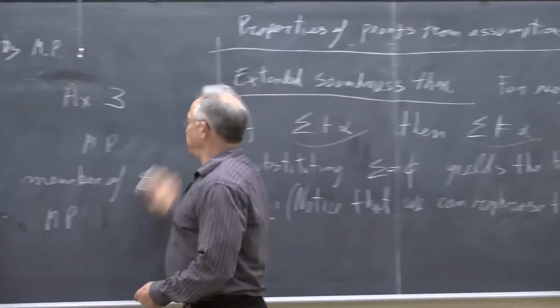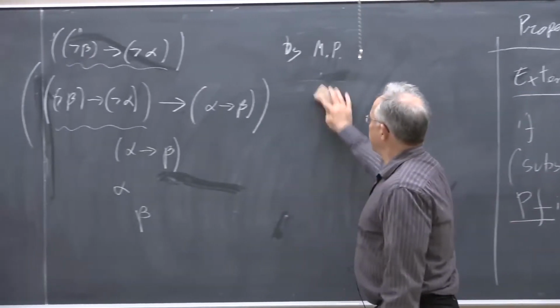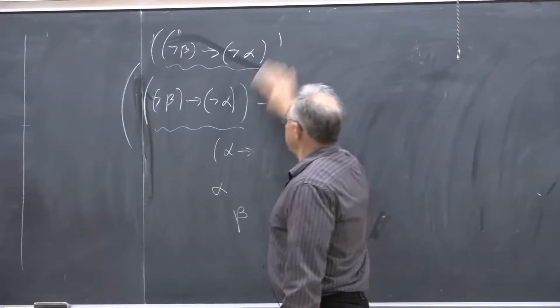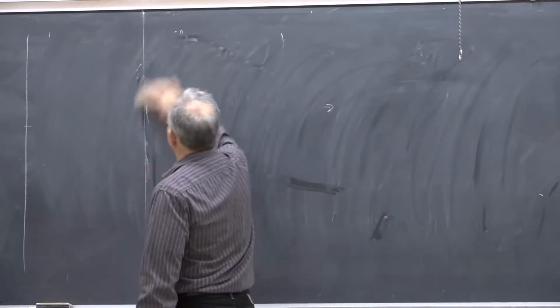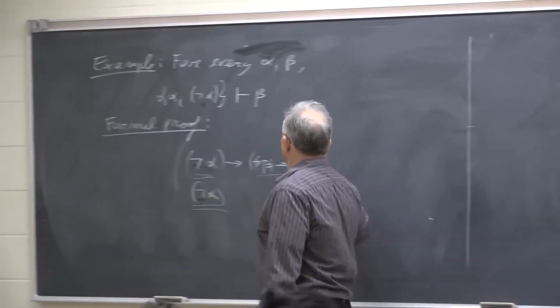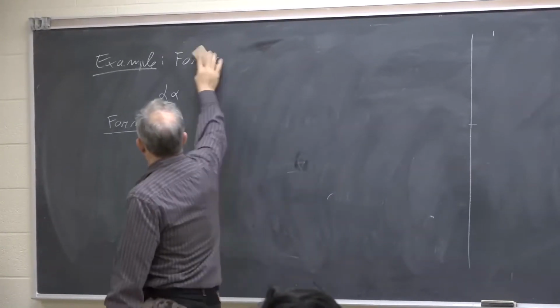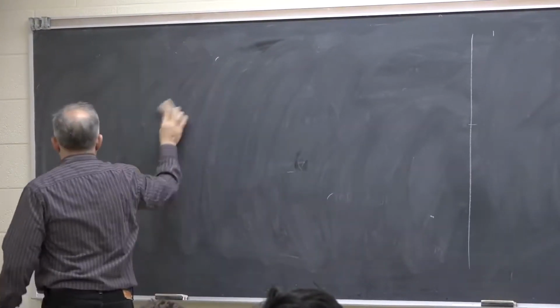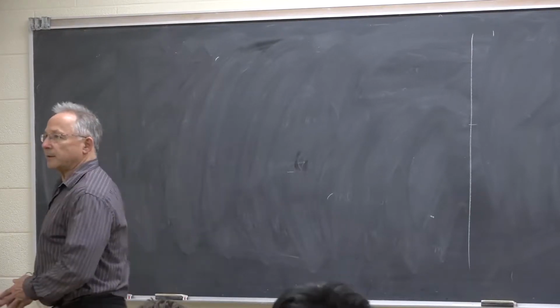So let me move on to other properties of proofs from assumptions. The next property looks very obvious, but it is not as innocent as it looks. Yes? When we're trying to prove this theorem and we are doing the inductive step, we say alpha is maybe not x or x and y. So how are we going to... No. That's a very good point.